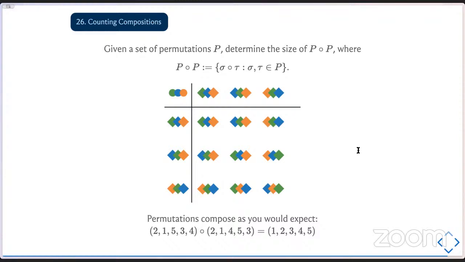In the composition of this permutation with itself? Yeah. Oh, I see. Okay. So just for t squared, since the t's are distinct. Right. Okay.